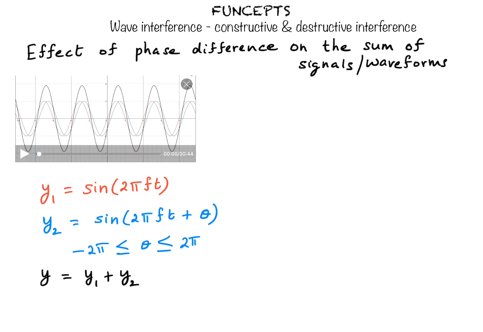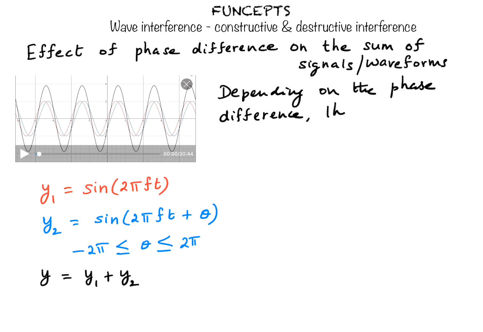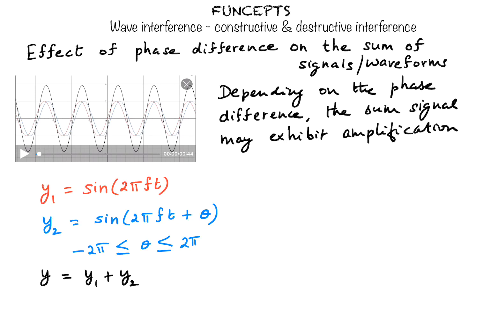Depending on the phase difference, the sum signal may exhibit amplification, which is an increase in its amplitude relative to the original signals, or it may also be attenuated.